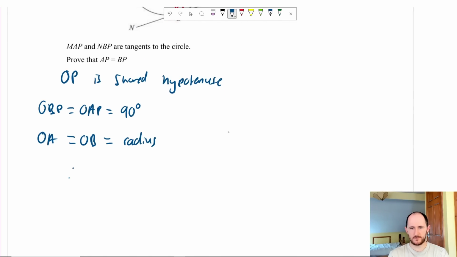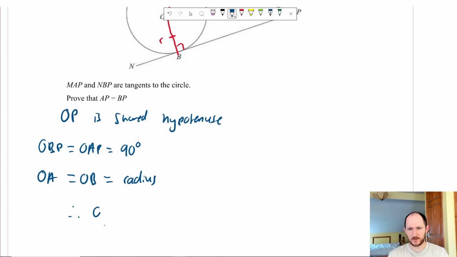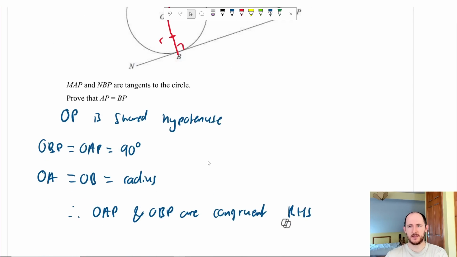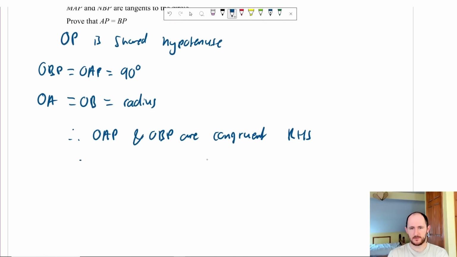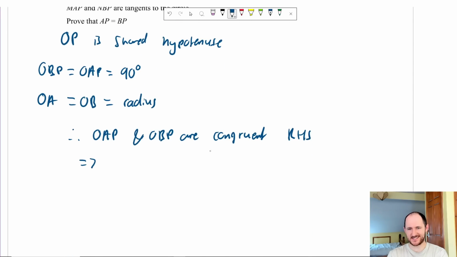Therefore, triangles OAP and OBP are congruent due to RHS. This means that AP and BP have to be the same, because if we're saying they're congruent, we're saying the two triangles are identical, that means their third side has to be the same. Therefore, AP and BP are the same.